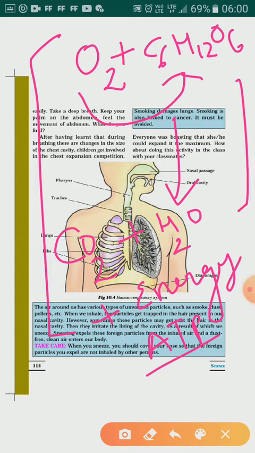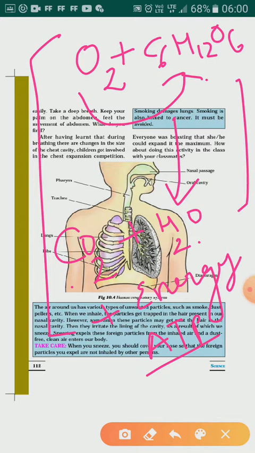The trick is to just reverse the equation which you have used for photosynthesis. The carbon dioxide and water here will be the products, and oxygen and glucose, which were products in photosynthesis, will now be the reactants. So reverse the equation used for photosynthesis and you will get the equation for respiration. Here you start with glucose and oxygen.